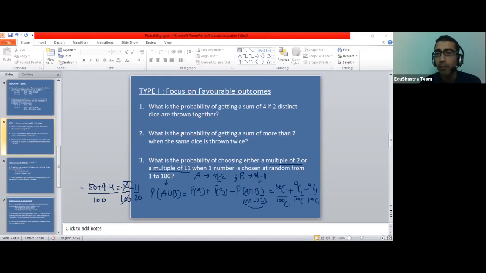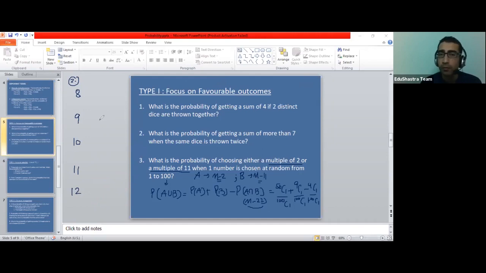What is the probability of getting a sum of more than 7 when the same dice is thrown twice? Getting a sum of more than 7 actually means getting a sum of 8, or getting a sum of 9, or getting a sum of 10, or getting a sum of 11, or getting a sum of 12. More than 7 means that. Unfortunately, there's no other way in this question but to calculate.